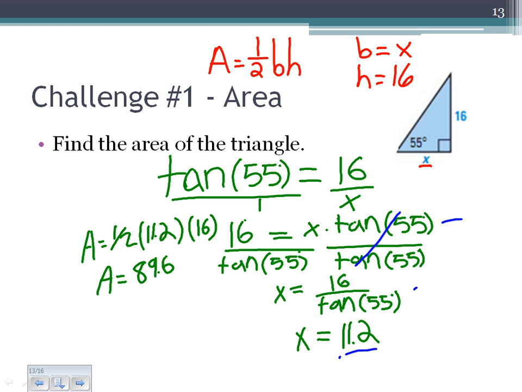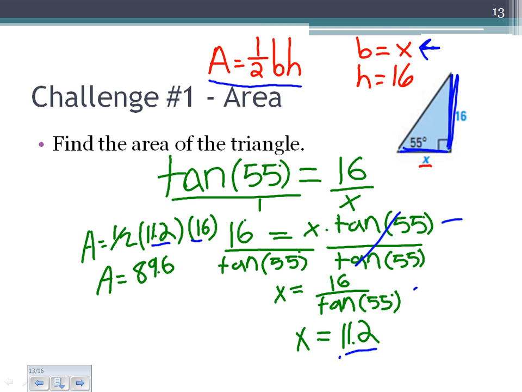No. Then, to find the area, he went back up to the area formula for a triangle. He noticed that his base was x. Does everybody see that? His base was x right here, and his height was 16. So he plugged those two numbers in, base, height, typed it into his calculator, and got 89.6, which is correct. Are there any units for this? No, because they don't give you any.